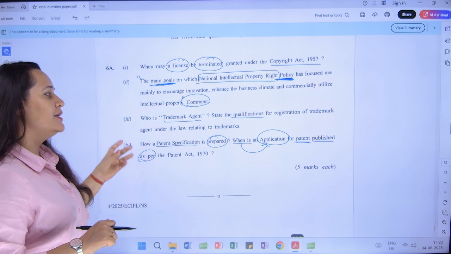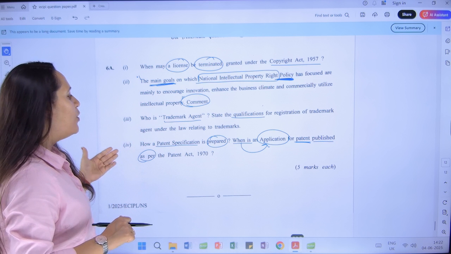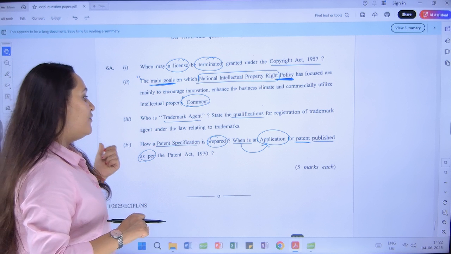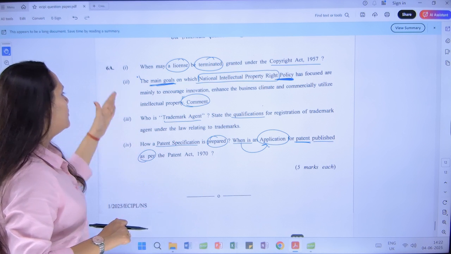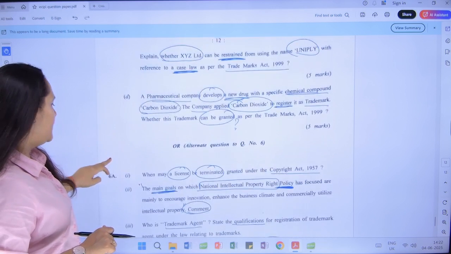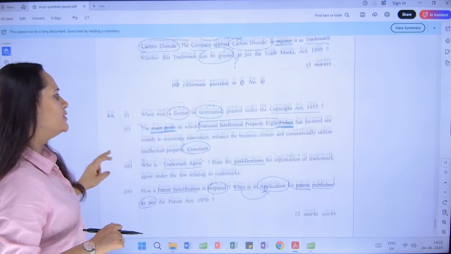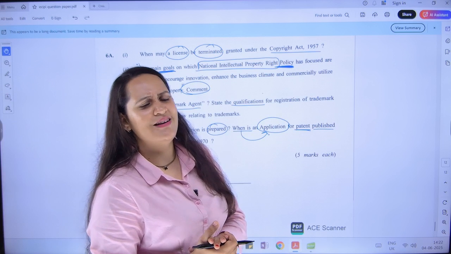Who is trademark agent and state the qualification requirement for being registered as a trademark agent? How a patent specification is prepared? When is an application for patent published as per the Patent Act? So all questions under 6A are direct theory questions which are simple. So if you have an option between 6 and 6A, it is advisable to go for section 6A if you are well prepared. So overall, it is a moderately difficult paper.